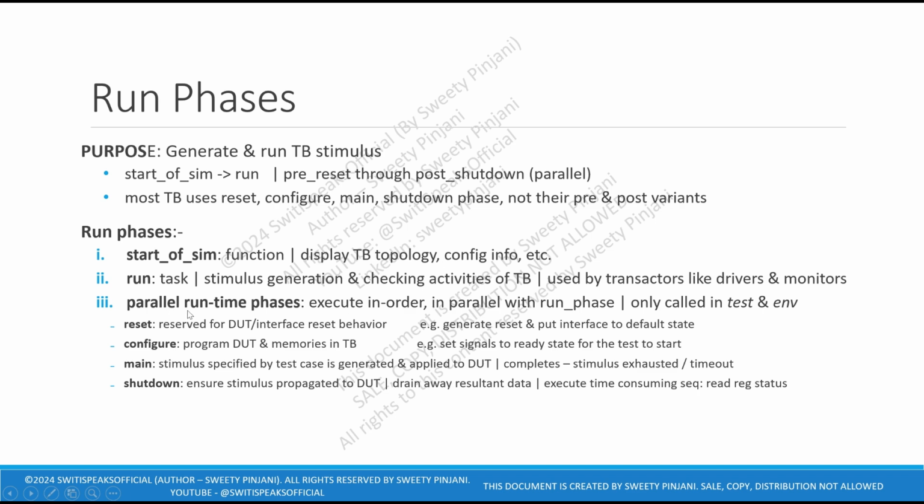Along with run, there are parallel runtime phases which execute in parallel to run, but these four execute in sequence. With run, your reset will start, and after reset is completed, configure will happen, then main, then shutdown, and all these four in sequence are running in parallel with your run. What happens in reset? It is for the reset behavior. In configure, we will configure the DUT. In main, you will actually generate the stimulus for the DUT, and in shutdown, we will do some time consuming sequence, like if I want to read the register status.